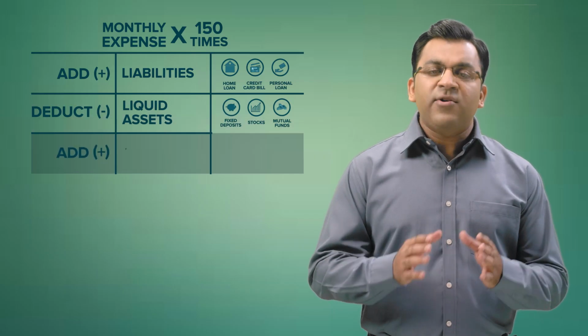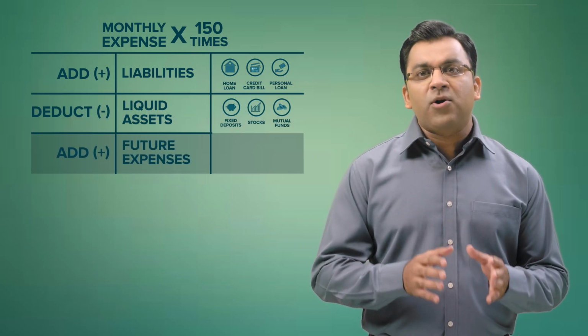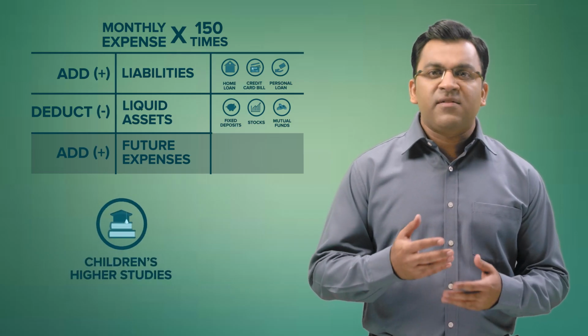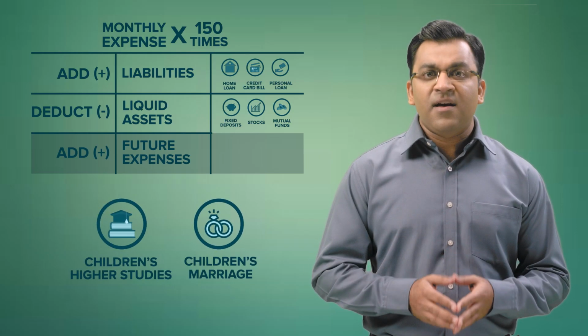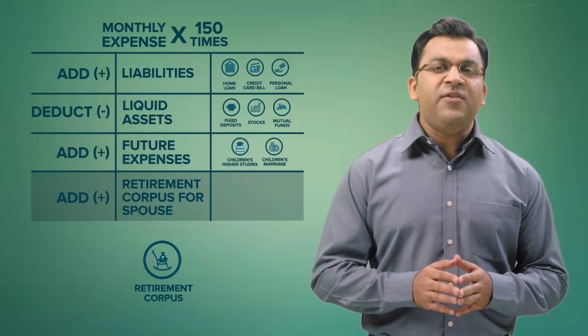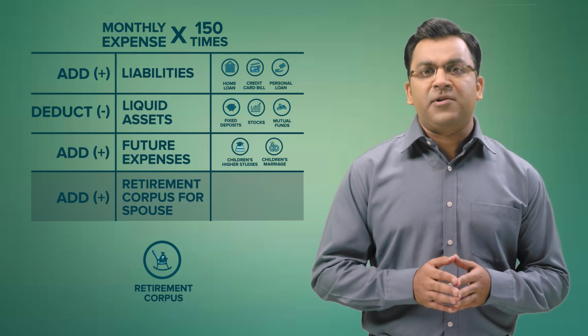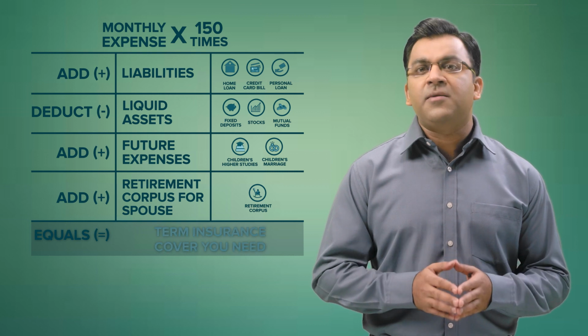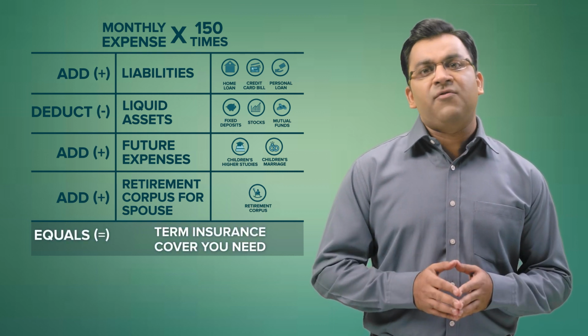4. Add your expenses planned on account of important life goals that are likely to happen in the next 15-odd years, like your children's higher studies or their marriage. And 5. Finally, add the retirement corpus you want to leave for your spouse on his or her retirement. The total of all these will help you arrive at how much term insurance cover one should be endeavoring for. If you want to know how to calculate your term insurance requirements in greater detail, do check out a comprehensive video on this subject which I have linked in the description below.